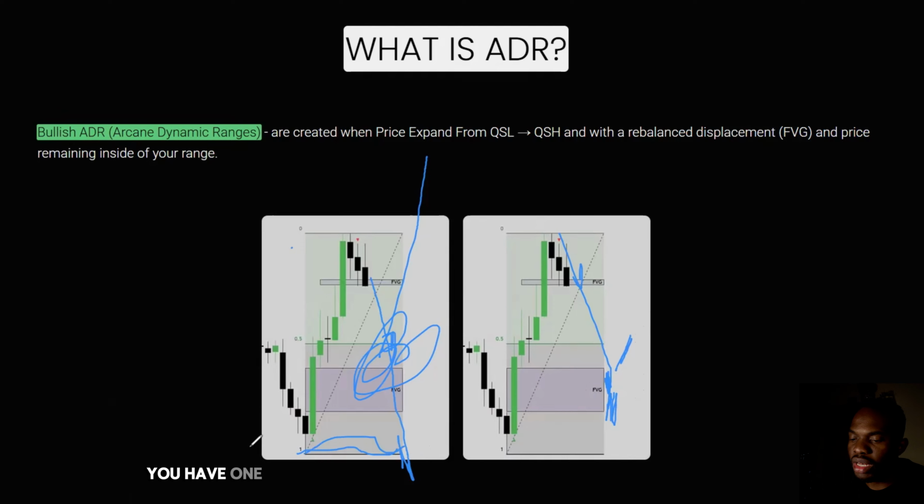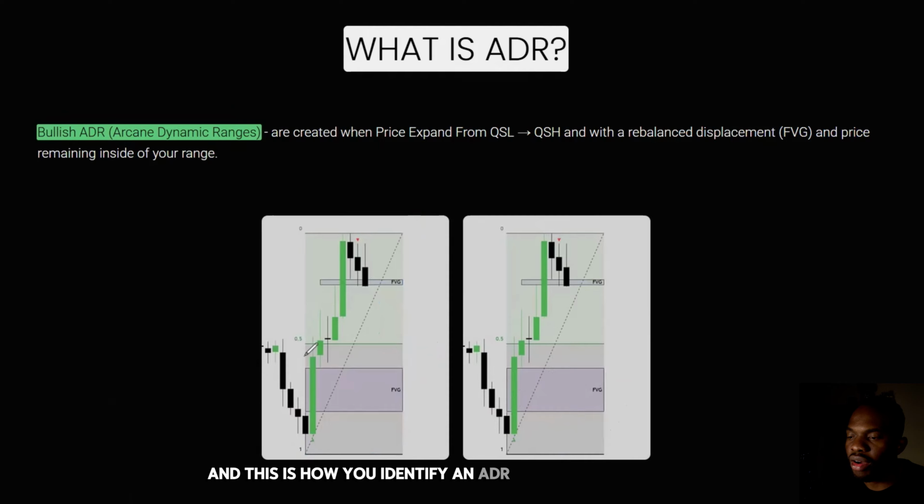So you have one ADR right here where it got invalidated, but it could still potentially work because although it got invalidated, its invalidation is serving a purpose, right? It's serving the purpose of reversal for both assets. So don't look at this as complete invalidation of your trade setup if you're still looking to be bullish in this case right here. As you can see, we have SMT here and we have SMT right here. And this is how you identify an ADR SMT.